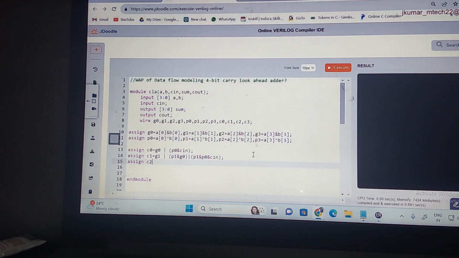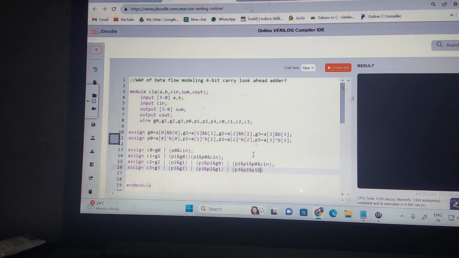Assign. Next, what do I need to do? C2. You tell me the final expression. G2 or P2 and G1, again this is OR, okay. P2 and P1 and G0 or P2 and P1 and P0 and C. Did you understand? Again, assign C3. C3 is equal to what? G3 or P3 and G2 or P3 and P2 and G1, or P3 and P2 and P1 and G0, or P3, P2, P1, P0 and C.